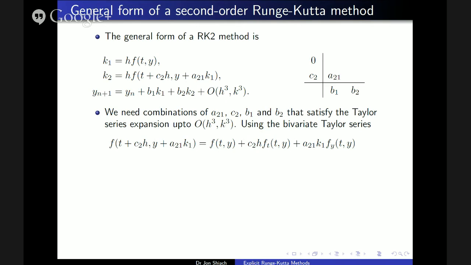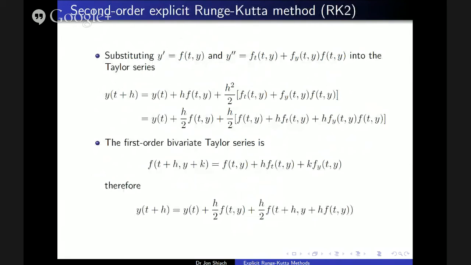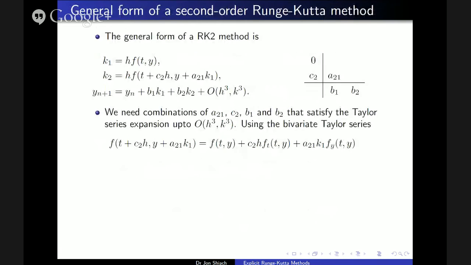Well, if I first look at the K terms, the bivariate Taylor series, what I've done here is I've got t plus something times h. So if I just backtrack a couple of slides, there's my bivariate Taylor series. I've just got t plus h. What happens if I've got t plus something times h? So I'll go forward a couple. I've got c2 times h times the partial derivative of f with respect to t. And here I've got y plus something times k1. And that's where that something comes from.